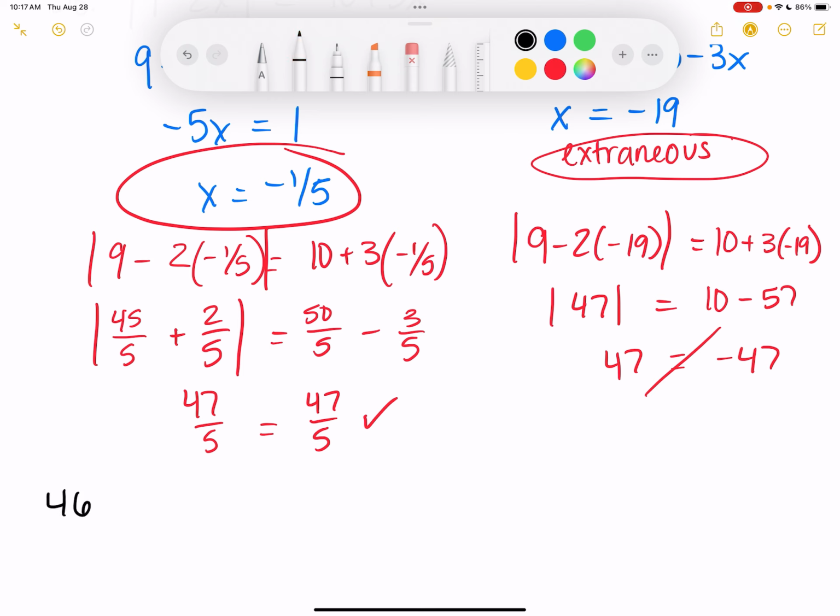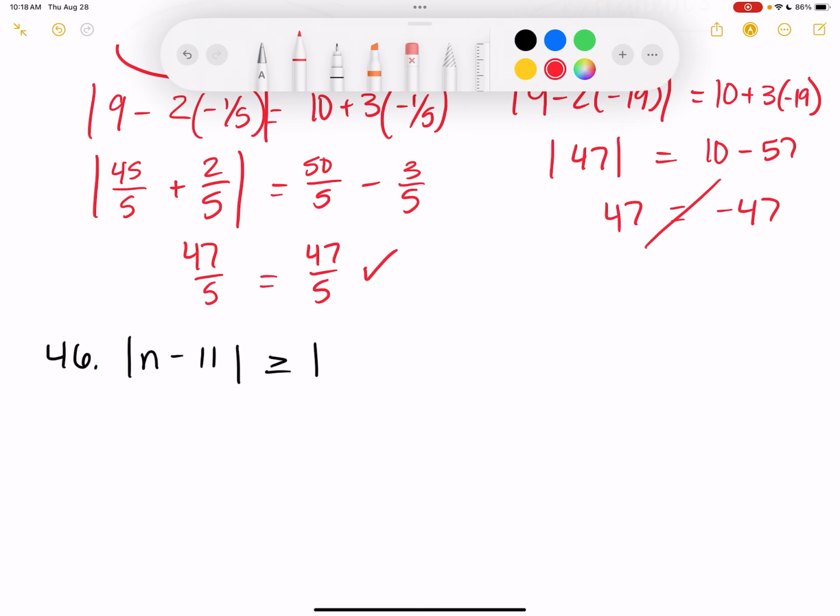So 46, the absolute value of n minus 11 is greater than or equal to 1. So the first one is exactly copied down just without the absolute value bars. So n minus 11 is greater than or equal to 1. On the other one, I guess I shouldn't necessarily write or, but this is greater than, so it is going to be an or problem. But n minus 11 is less than or equal to, so I flipped it and I'm going to make it negative 1.